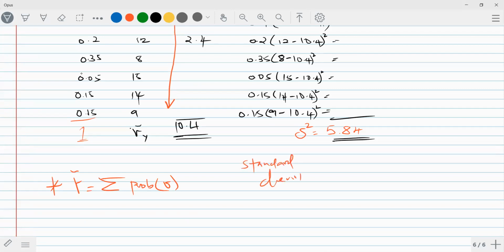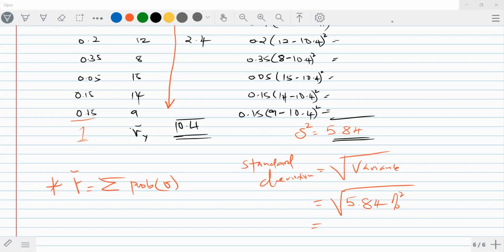We say it is the square root of the variance. The square root of the variance would equal the square root of 5.84 percent squared. What do you guess the standard deviation to be? 2.42%. So 2.42% becomes the standard deviation for this stock. Clear? I hope it's clear to all of you. That is Y.